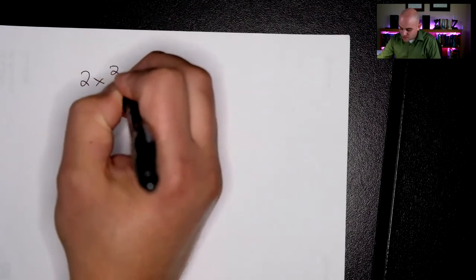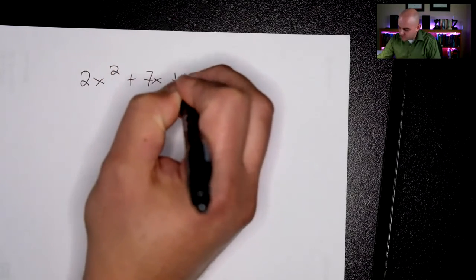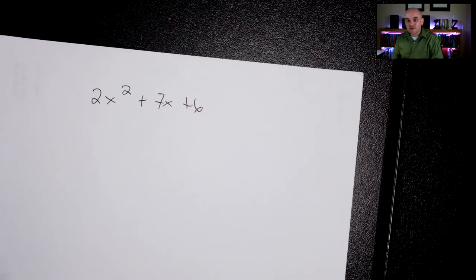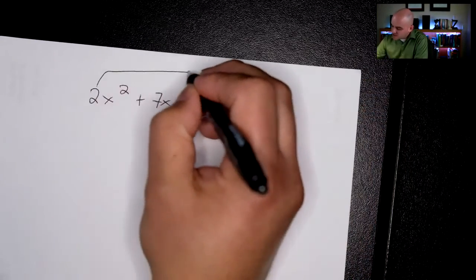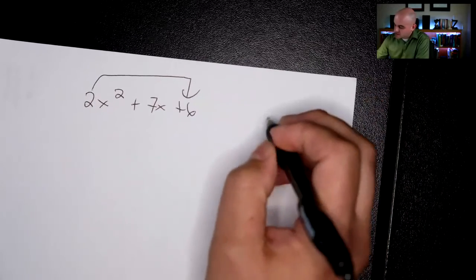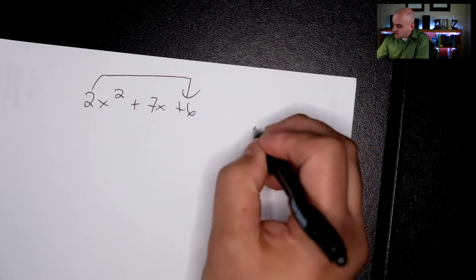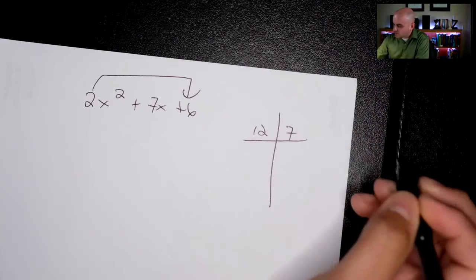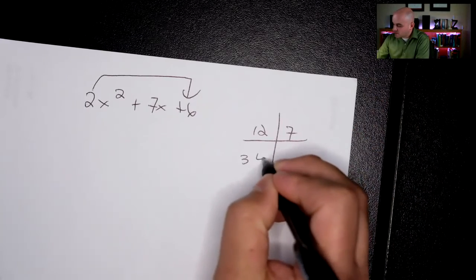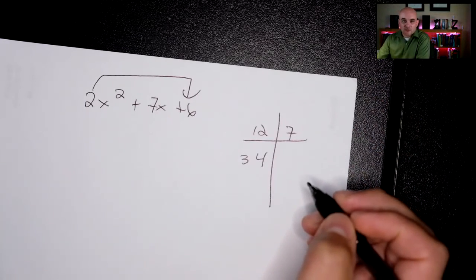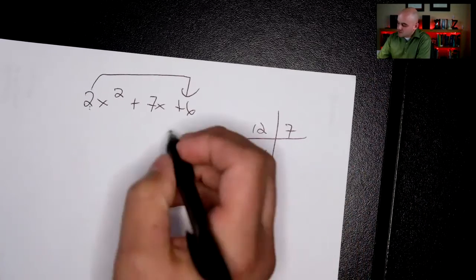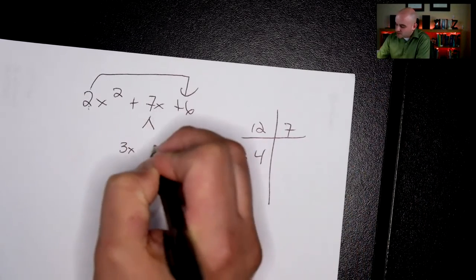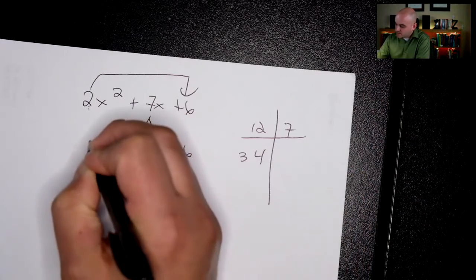Let's say we had 2x squared plus 7x plus 6. Pause the video, factor that, and see what you get. All right, so once again, leading coefficient times that last constant, we get 2 times 6, which is 12, and factors of 12 that add up to 7. It's going to be 3 and 4. Now, here's a case where we can't take the shortcut because the leading coefficient is not 1. So I'm going to break up that middle term into 3x and 4x.